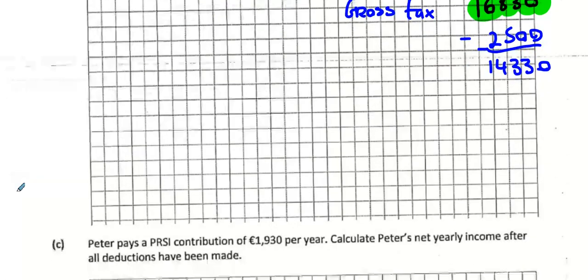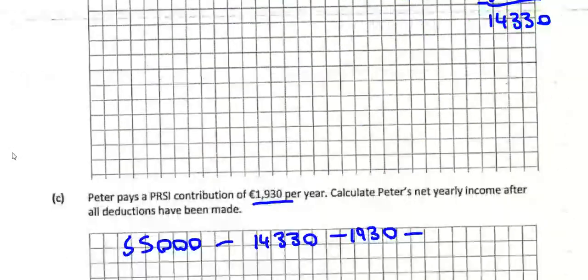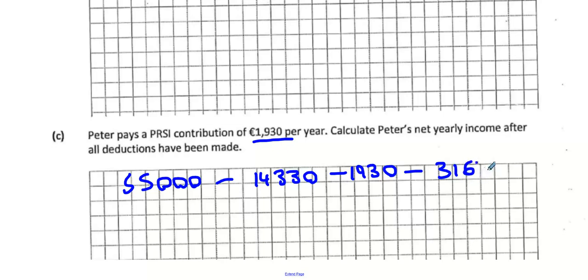Okay. He pays PRSI contributions and calculate his net yearly income. He has 55 grand. He has to pay tax of 14,330. He also is going to have to pay PRSI. He also has to pay USC. What's USC again? And 3-1. Yeah, that one. A lot of you got part B wrong, but you've got part C right. It just means you're putting the social charge in the wrong spot. 35,571.20.